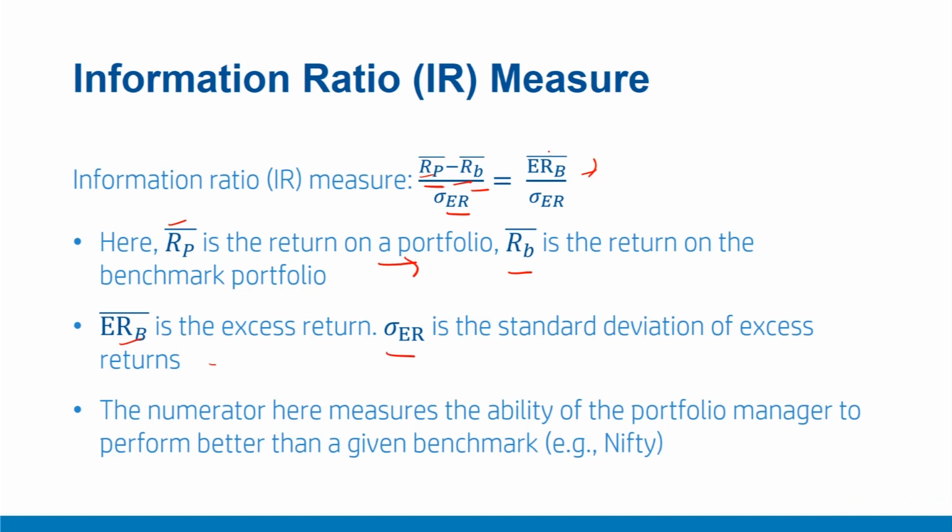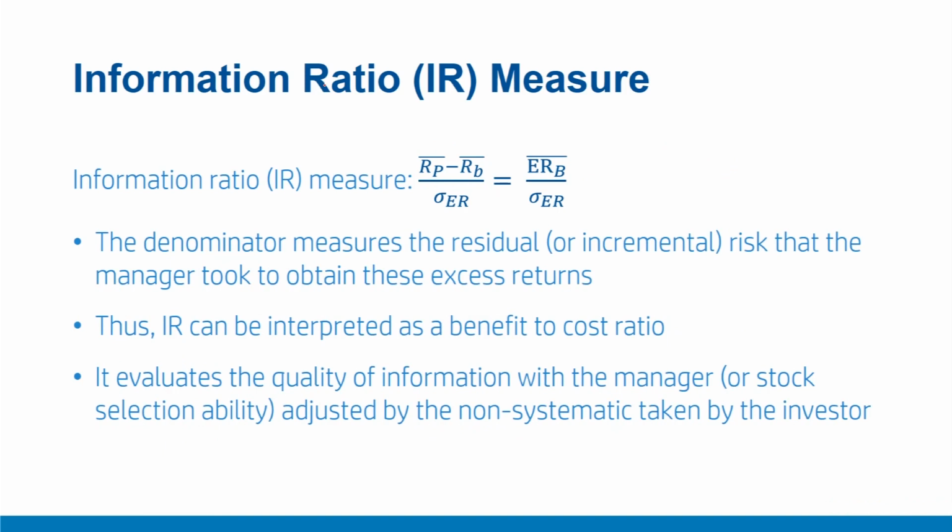The numerator here, this RP bar minus RB bar, measures the ability of this portfolio manager to perform better than a given benchmark. The benchmark portfolio can be a market portfolio like Nifty 50 or any other such portfolio of interest, which is taken as benchmark.